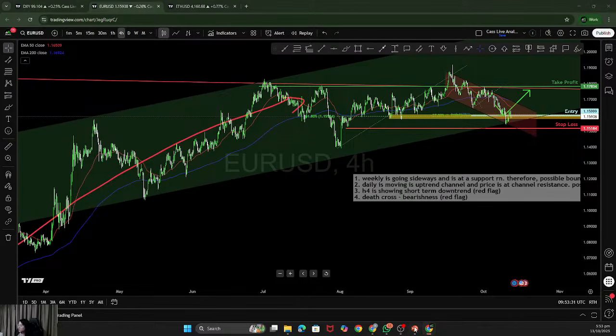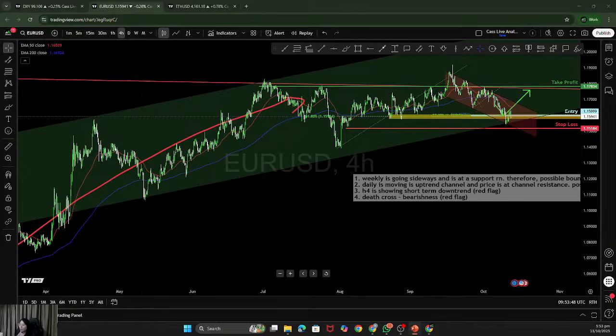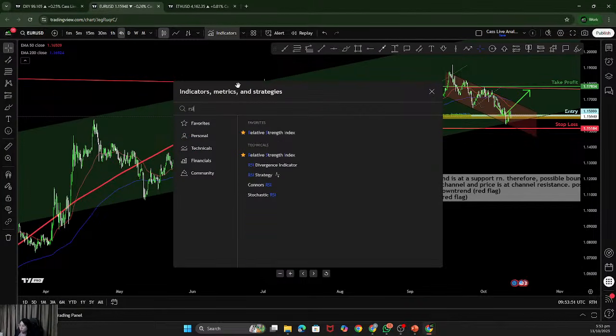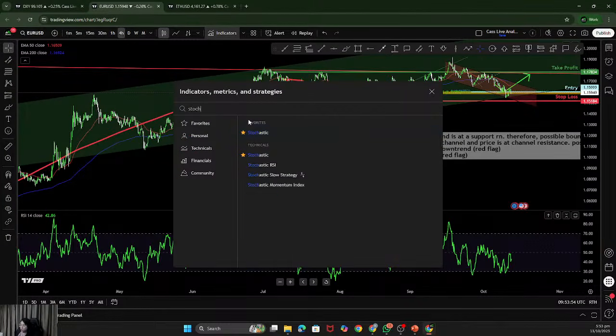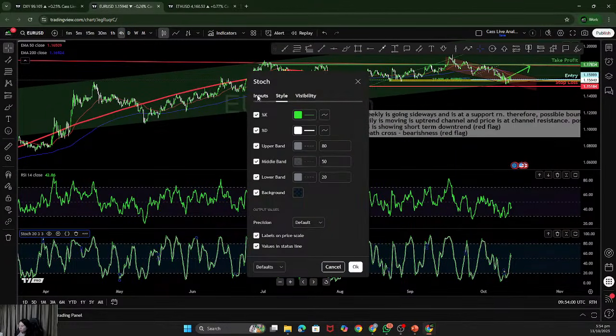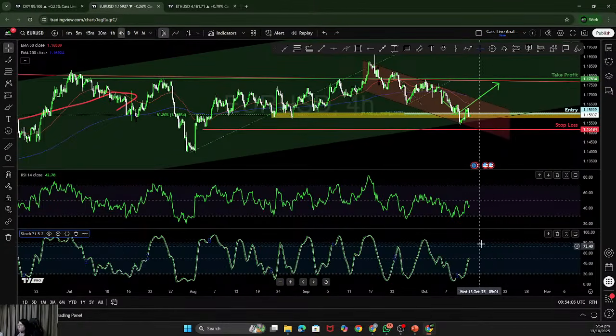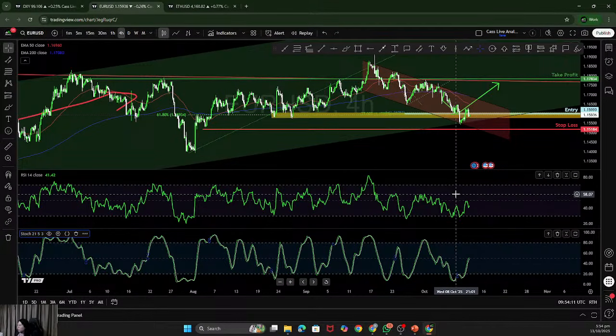What's the next thing on the list? We don't need the natural moving average because we've already used the death and golden cross. So now stochastics and RSI, and then we're gonna pull out DXY to see what DXY is saying. For stochastics, I'm using 21, 5, and 3. These are the settings I usually use, okay, to make it a bit smoother. Okay, what am I looking for? I'm looking for divergence.